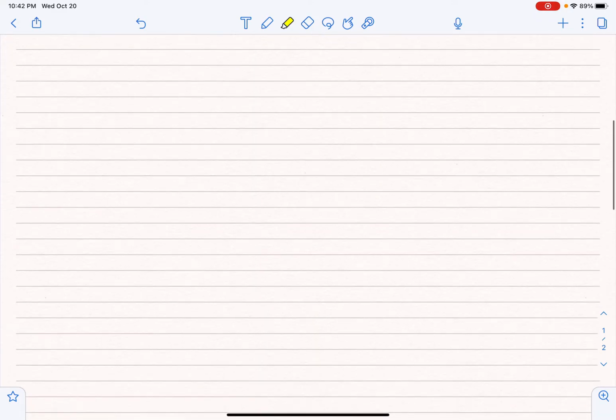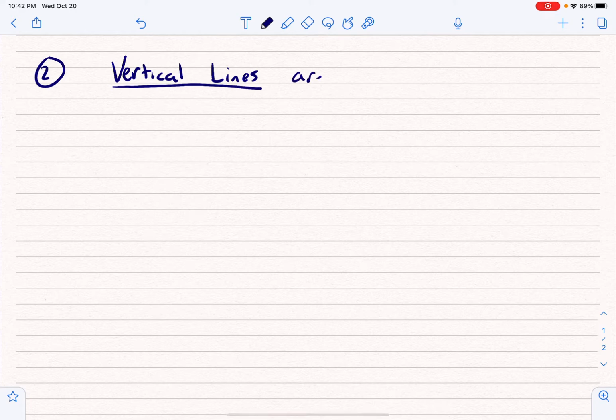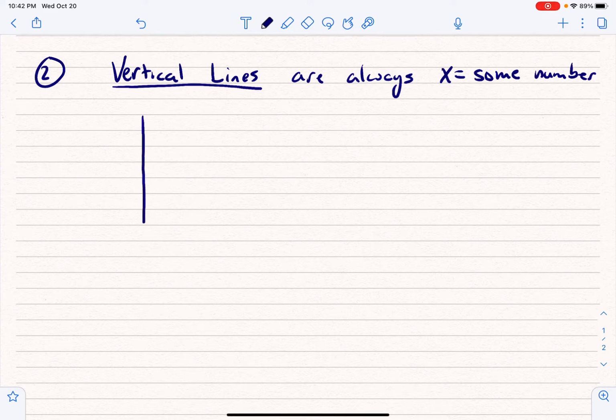Okay, big idea number 2. You can probably figure it out. It has to do with vertical lines. And vertical lines are always x equals some number. That's pretty simple. Again, we said it's a little bit counterintuitive, which means it doesn't go how you think, because x is the horizontal axis and y is the vertical axis.